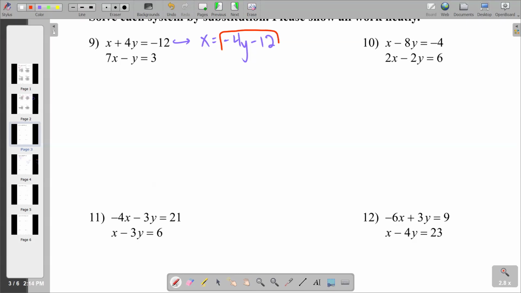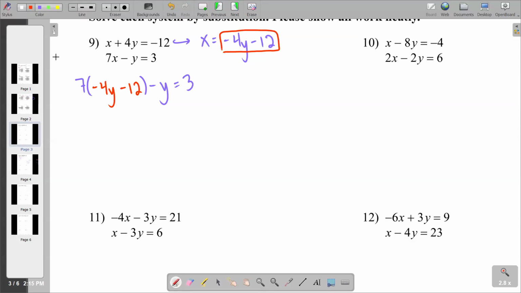And then you know how I roll. I'm going to box this up. And what am I going to do with that box? In place of which letter? X, you said. Okay, sorry, I couldn't quite hear you. So we have 7 times where X used to be minus Y equals 3. And then in that void where X used to be, we're going to put the contents of the red box, which are negative 4Y and minus 12. Is that ringing some bells?